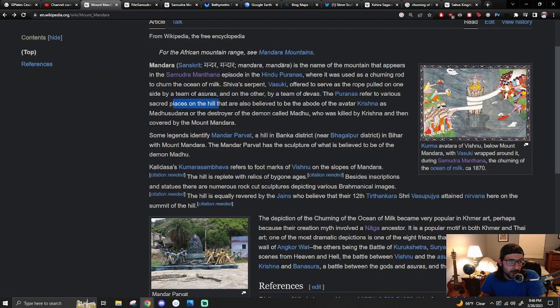Various sacred places on the hill are also believed to be the abode of the avatar Krishna, the destroyer of the demon called Madhu, as Madhusudana, the destroyer of the demon called Madhu, who was killed by Krishna and then covered by the Mount Mandara. Some legends identify Mandara. That's interesting.